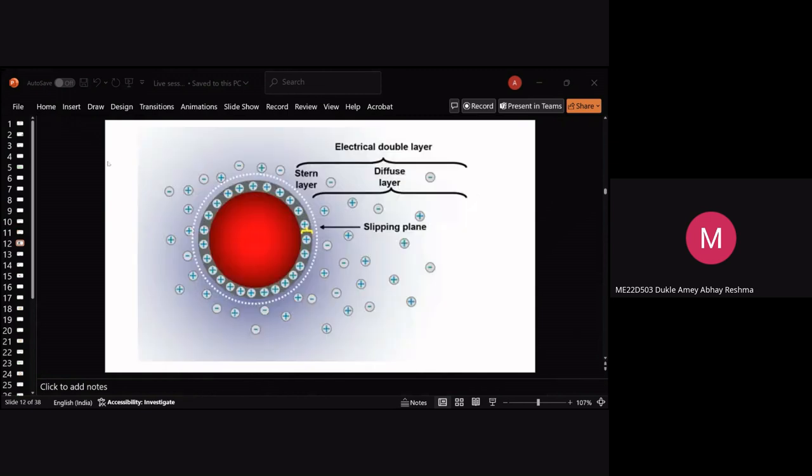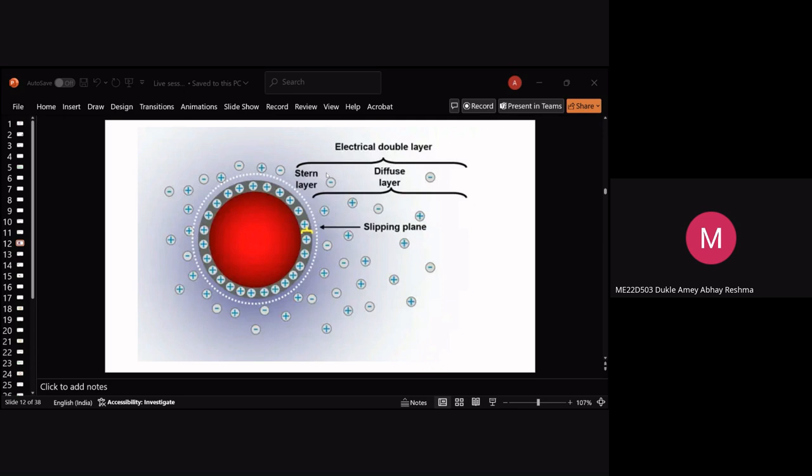You have an atom, you have the nucleus, and you have the strongly bonded electrons, and then you have surface level ions, so there are surface charges. What zeta potential does is it finds the charge distribution in the electrical double layers. When you have this electrical double layer, zeta potential finds what the charge distribution is.